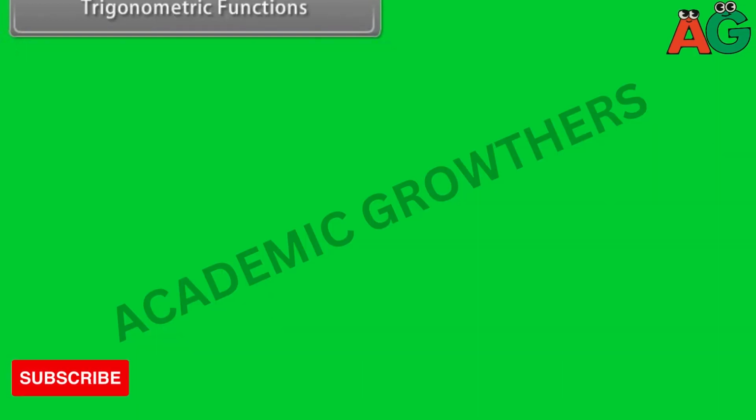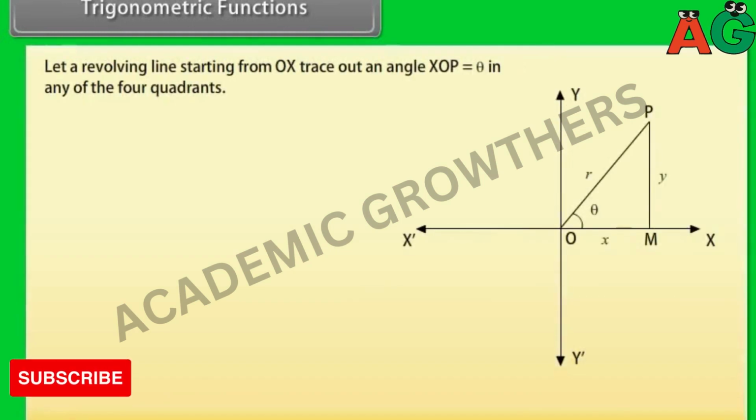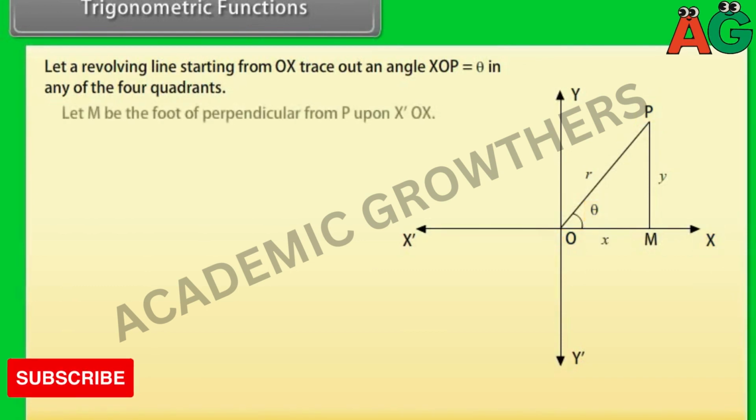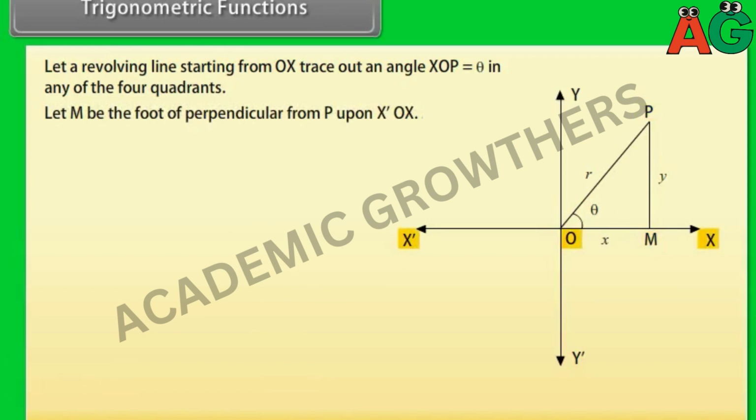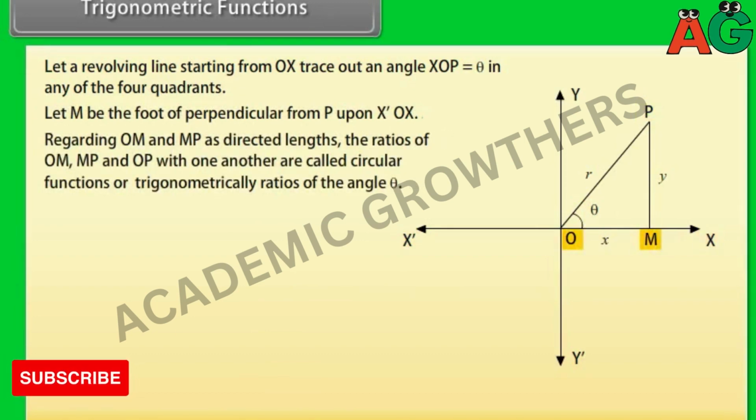Trigonometric functions. Let a revolving line starting from OX trace out an angle XOP equal to theta in any of the four quadrants. Let M be the foot of perpendicular from P upon X'OX. Regarding OM and MP as directed lengths, the ratios of OM, MP and OP with one another are called circular functions or trigonometric ratios of the angle theta.